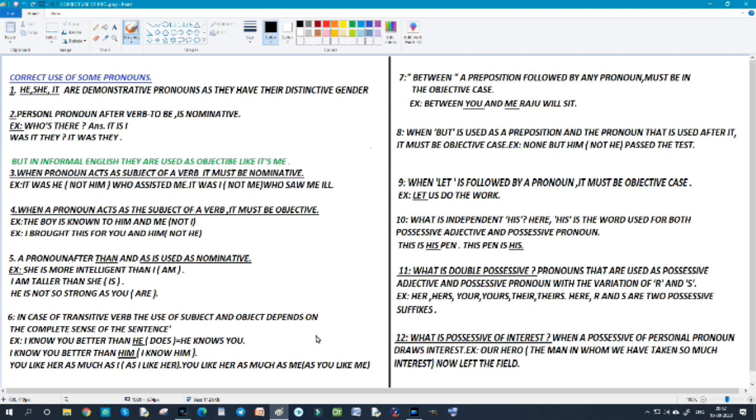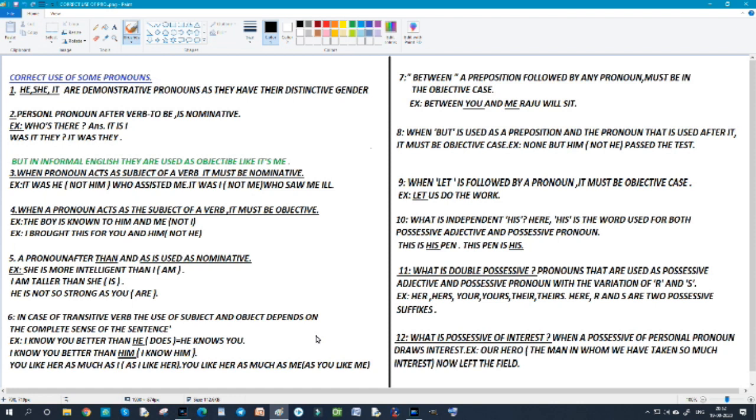Rule number 3. When a pronoun acts as the subject of a verb, it must be nominative. Example: it was he, not him. Mind that, not him, but it will be he. It was he who assisted me. It was I, not me, who saw me ill. That means it was I who saw me ill.